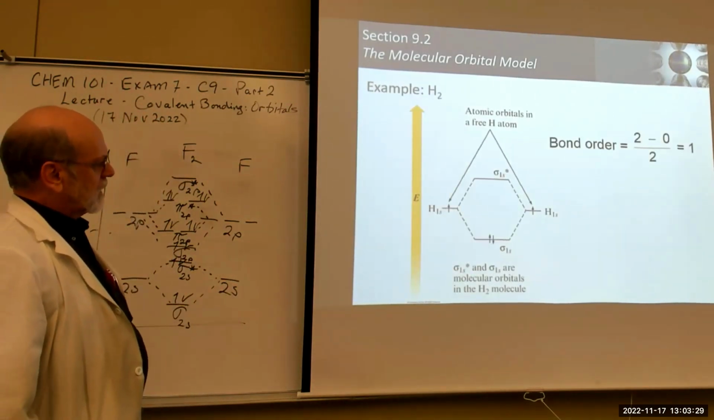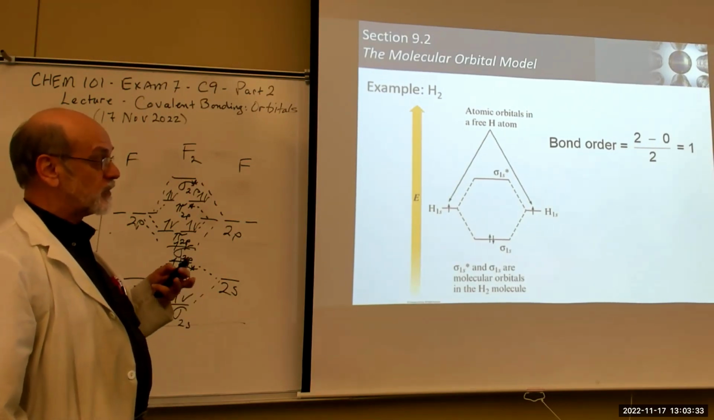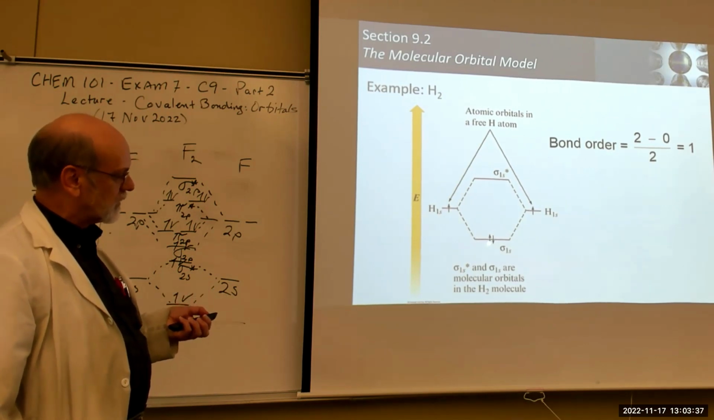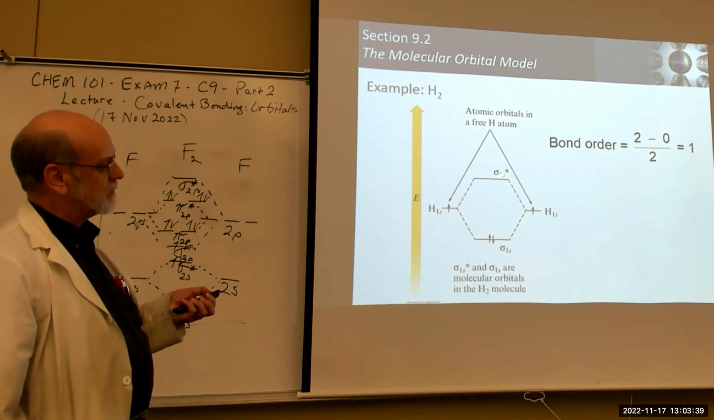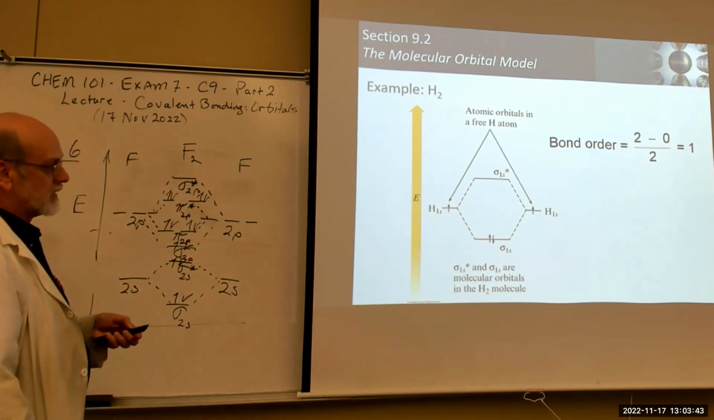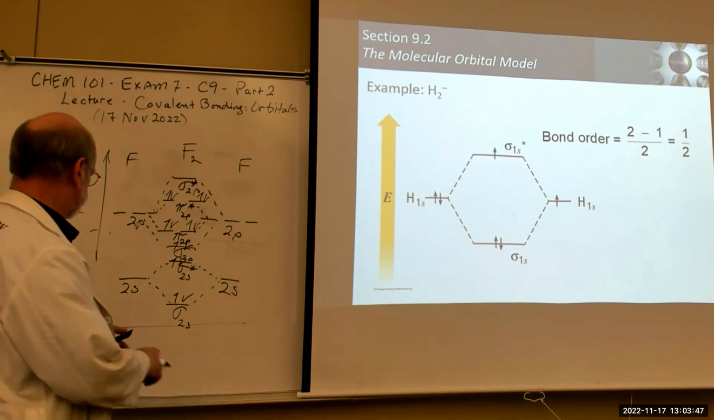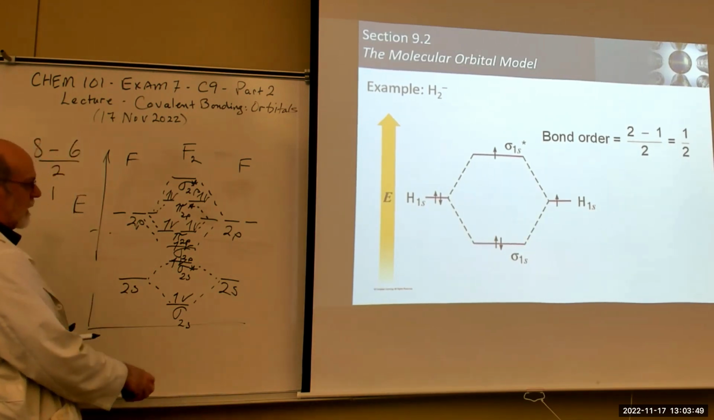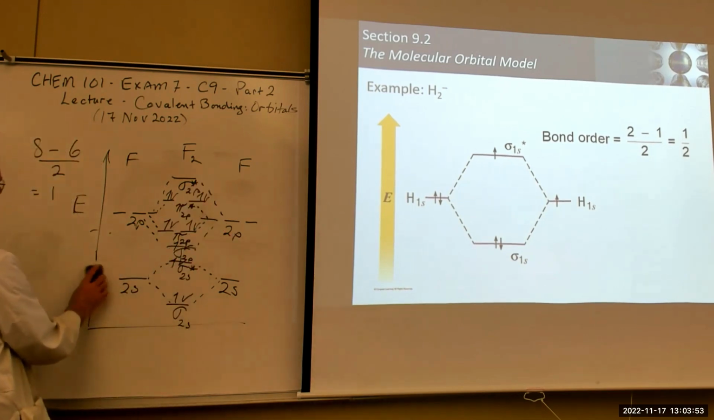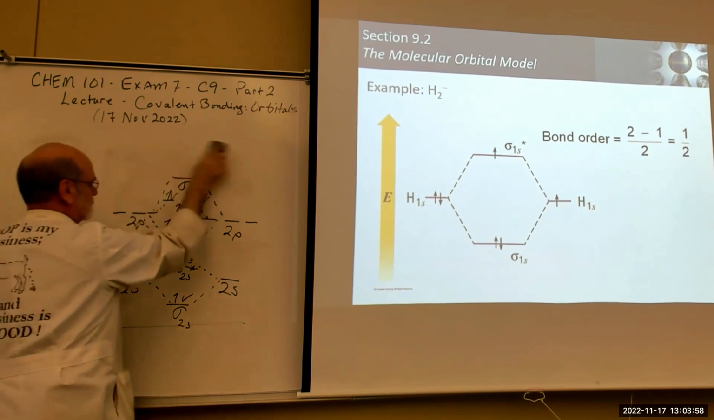Okay, so bond order for dihydrogen would be 1, because we had 2 electrons in the bonding orbital and none in the anti-bonding, so 2 minus 0 divided by 2 is 1. That was fairly simple. Now what happens, I'm not going to redraw it, so we're going to rely on the slide for this one.